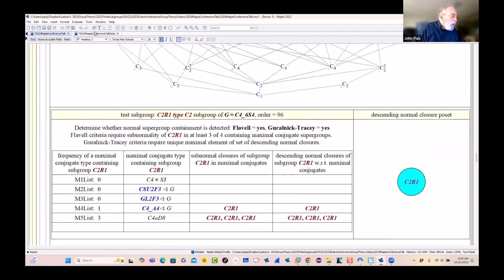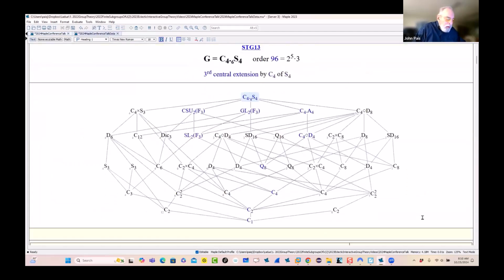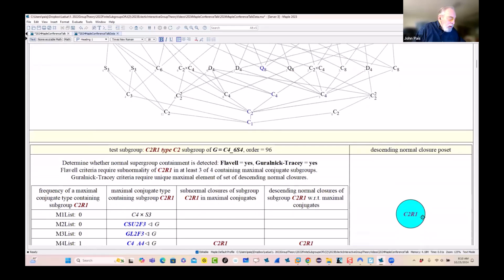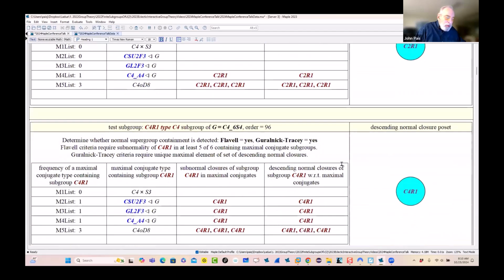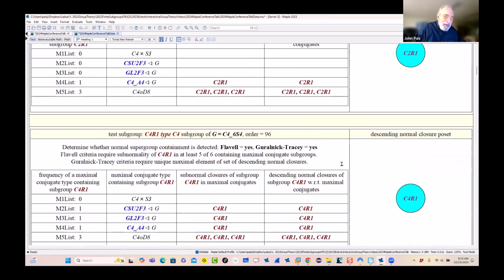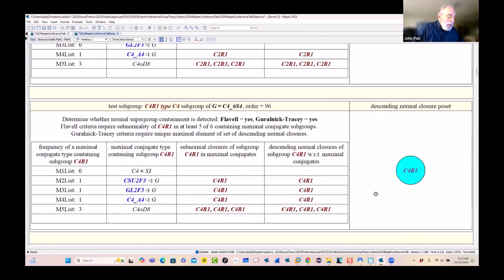Let's go over and look at a couple more examples. And so here's exactly the same subgroup we were looking at. So that's exactly the same table. And then I just show a couple more examples of that. And by the way, I should point out that if you take the set of descending normal closures for Guralnick-Tracey, you get a unique maximal element. It's the original test subgroup itself, right?